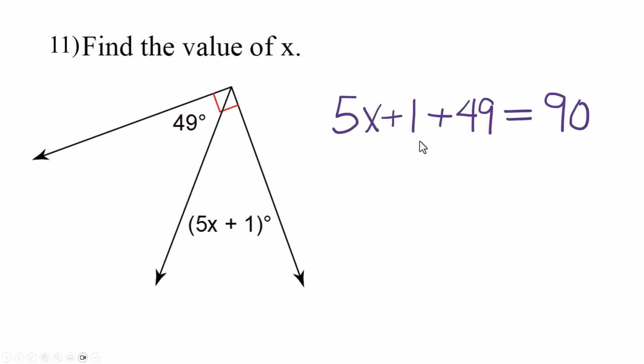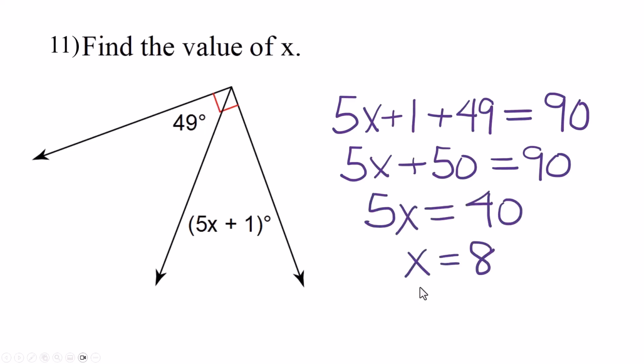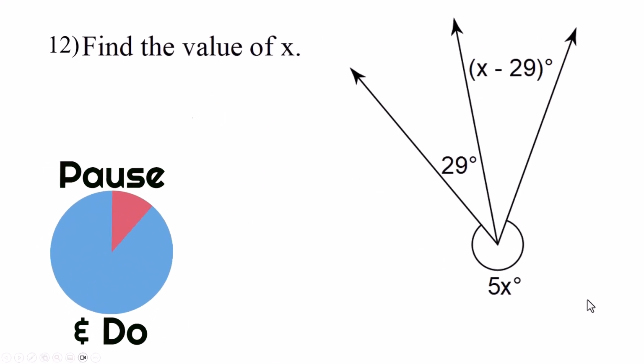All right, now we need to combine these numbers. We get 5x plus 50 equals 90. Subtract the 50 from both sides, and then divide by 5. We get x equals 8. I hope you got that. Try this one.